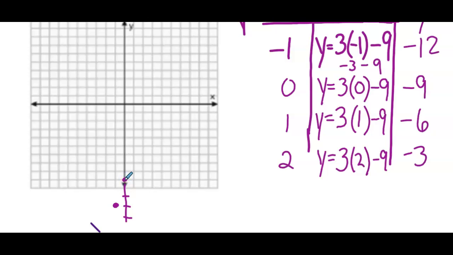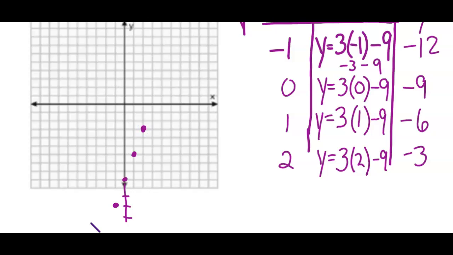Go over to 1 and go down to -6. So over 1, down 6. 1, 2, 3, 4, 5, 6. Right there. Okay? Go over to 2 and down 3. So that right there. Okay?